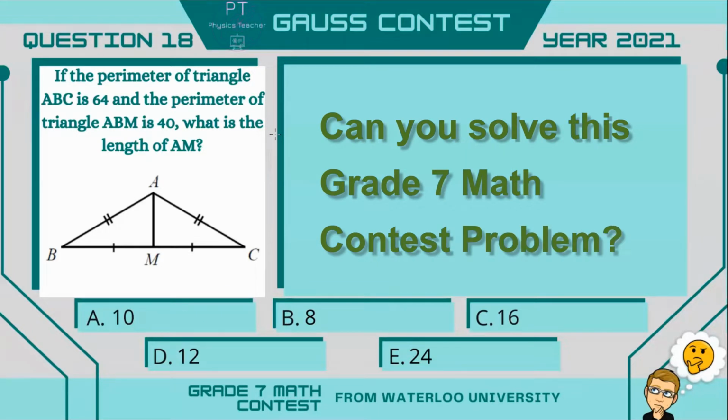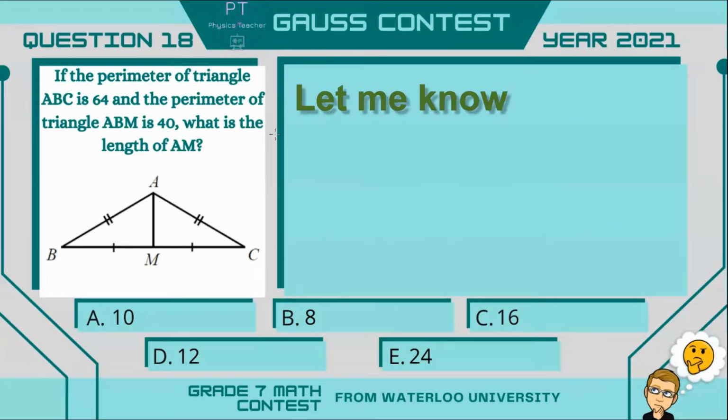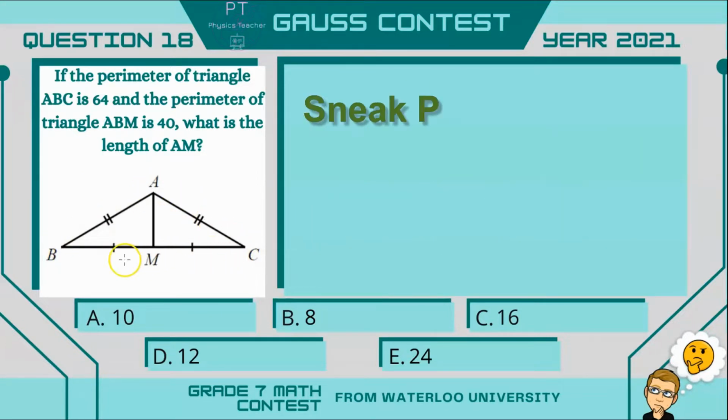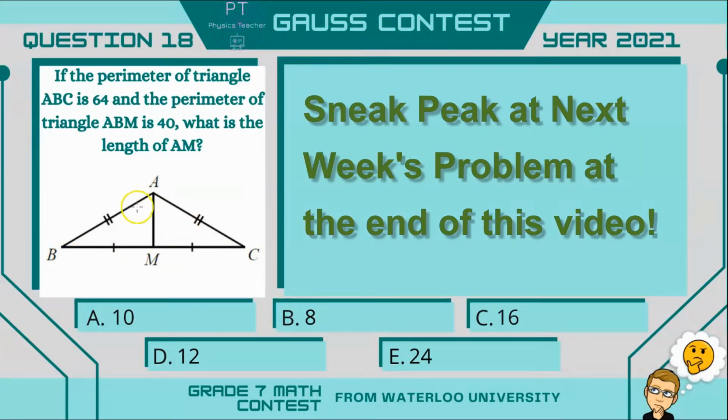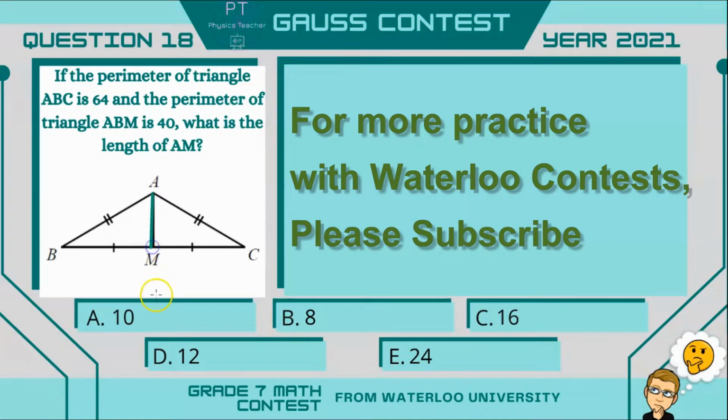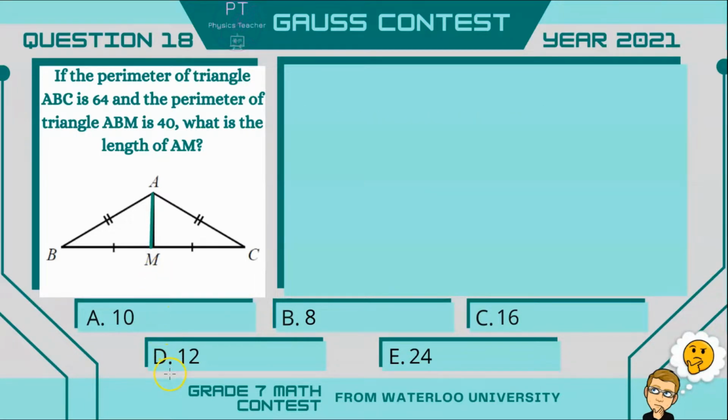This is a grade 7 math Gauss contest question, where knowing the perimeter of this large triangle ABC and the perimeter of a smaller triangle ABM, can you find out the length of AM? Give it a try, and I'll be right back with the solution.